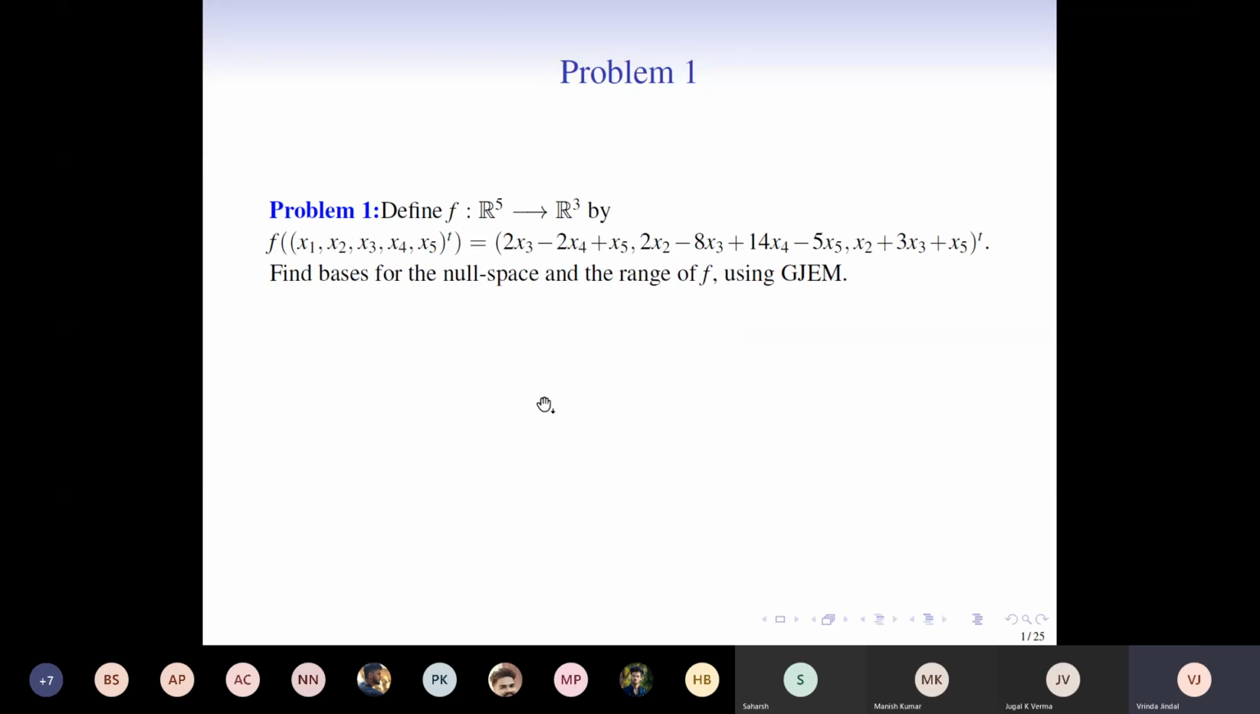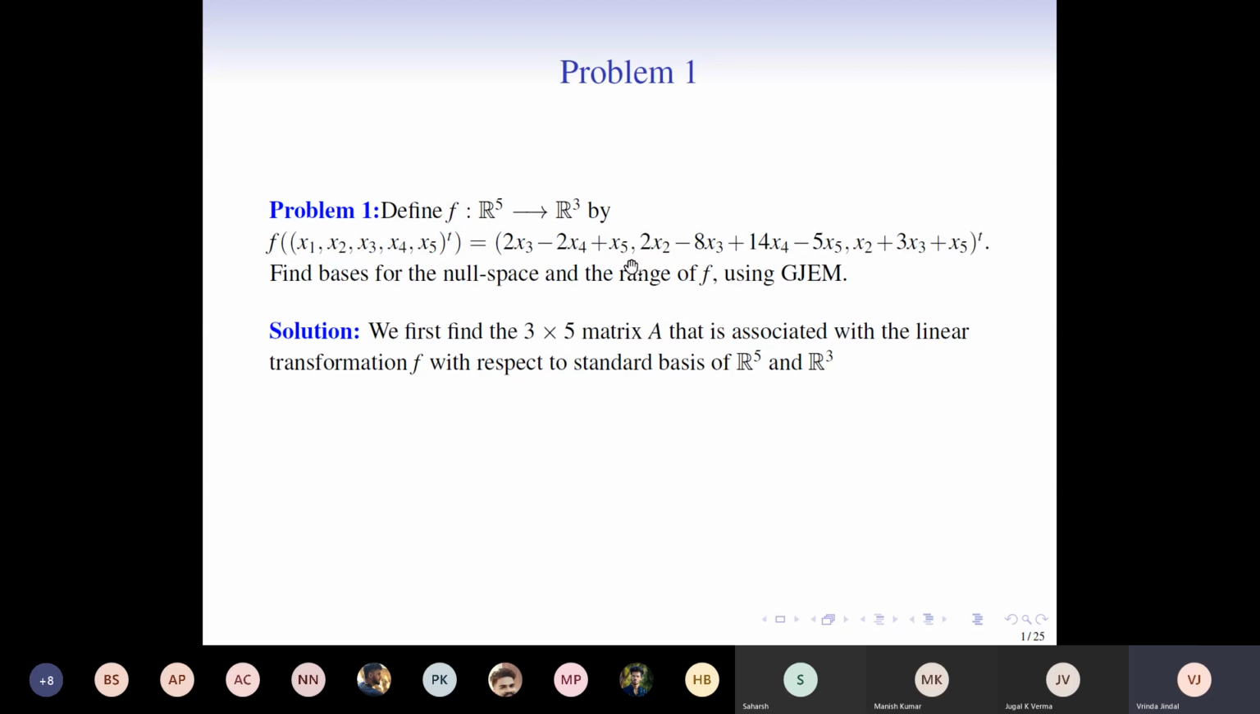So the first problem says that we have a linear transformation f which goes from R5 to R3 and is defined as follows. And we need to find the basis for the null space and the range of f using the Gauss elimination method. So f is a linear transformation that takes in a vector belonging to R5 and transforms it into a vector in R3 as per this given formula.